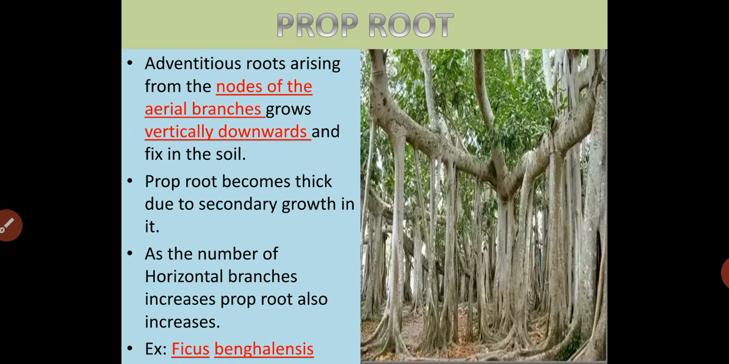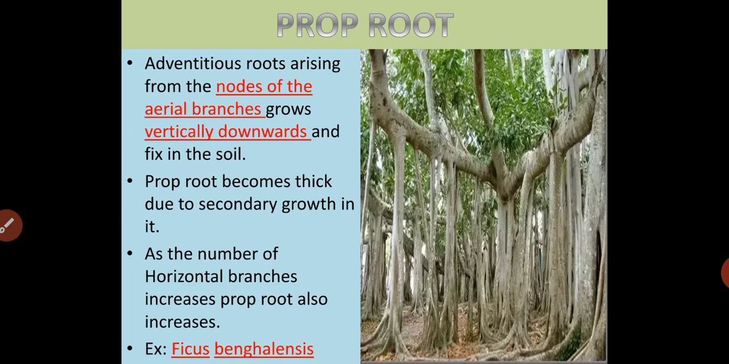Adventitious roots arising from the nodes of the aerial branches which grow vertically downwards and fix in the soil. Such condition is called as the prop root. Prop roots become thick due to secondary growth occurring in the root. As the number of horizontal branches increases, the number of prop roots also increases, which is very commonly seen in case of Ficus bengalensis.